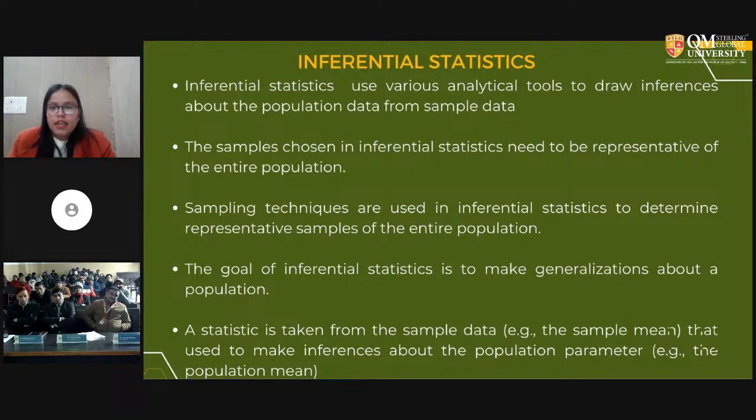So when we are talking about inferential statistics, the main objective here is to make generalizations about a particular population. That is only possible if you are able to select a sample which is representative of the whole, or entire, population.